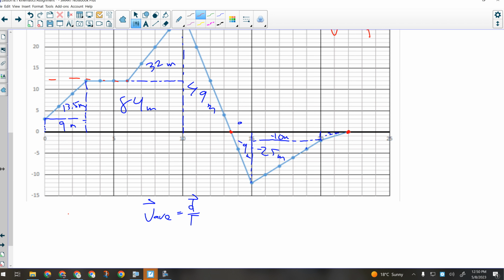What's my acceleration between 13.5 and 22 seconds? 0. My final velocity is 0. My initial velocity is 0. 0 divided by anything is 0. Okay, so that one's a kind of a stinker to end with.